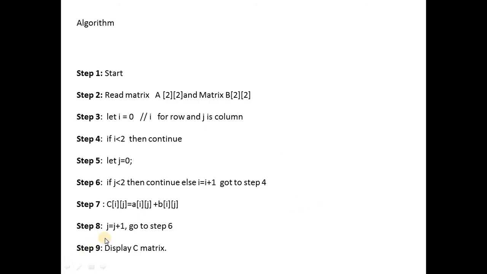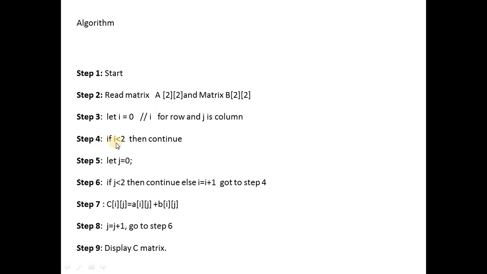And next, in step 8, you have to do j is equal to j plus 1. That becomes 2. So you have to go to step 6. In step 6, j less than 2. So your j became 2. 2 less than 2, is it true or false? False. So as it is false, you have to increment I is equal to I plus 1. That is 0 plus 1. So now I becomes 1 and go to step 4.